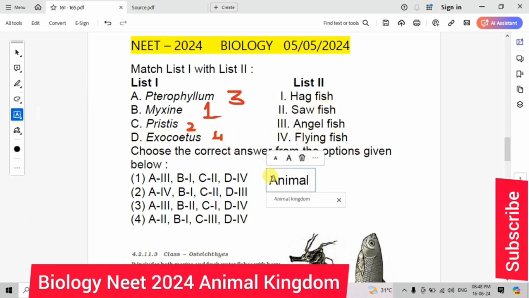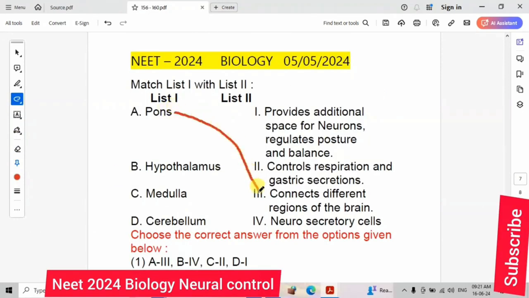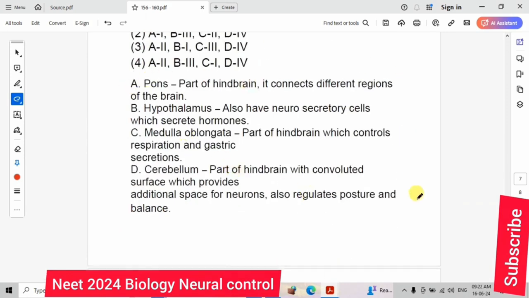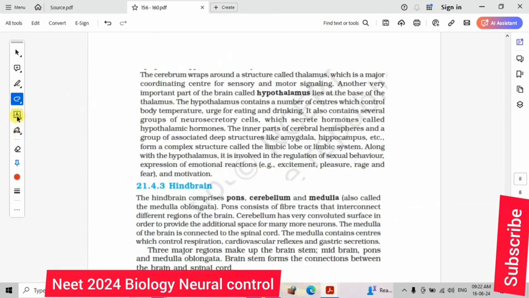And from the chapter known as Animal Kingdom, you can see the examples from the class Osteichthyes. Here is the example. Pons, it is 3, connects different regions of the brain. And next, B is hypothalamus, and it is for neurosecretory cells. And C, medulla, and it is 2, controls respiration and gastric secretions. And cerebellum is 1, provides additional space for neurons and regulates posture and balance. So option 1 is the answer. 3, 4, 2, 1. And you can read the in-depth explanation here in NCERT. And the question is from the chapter known as neural control.